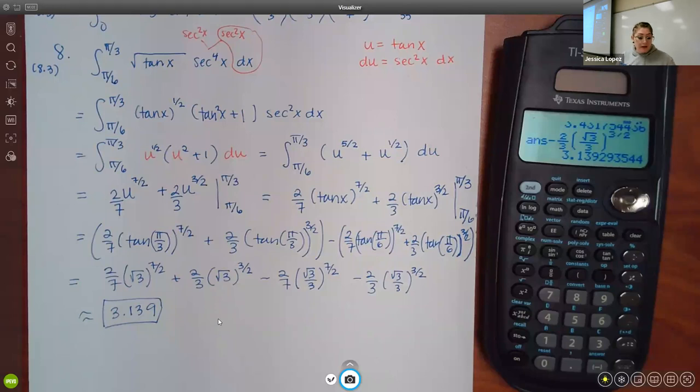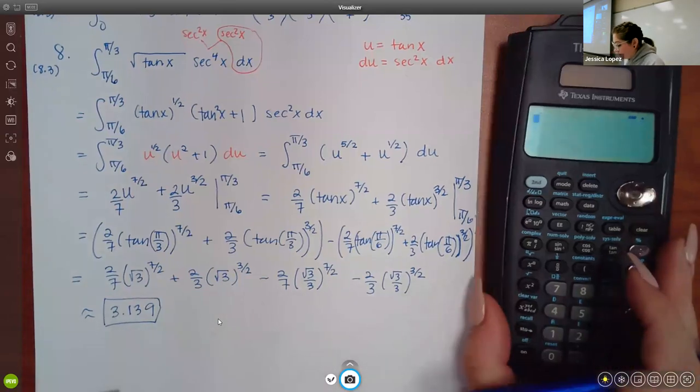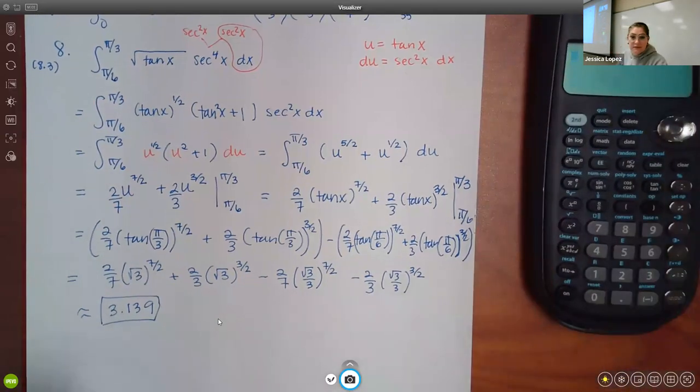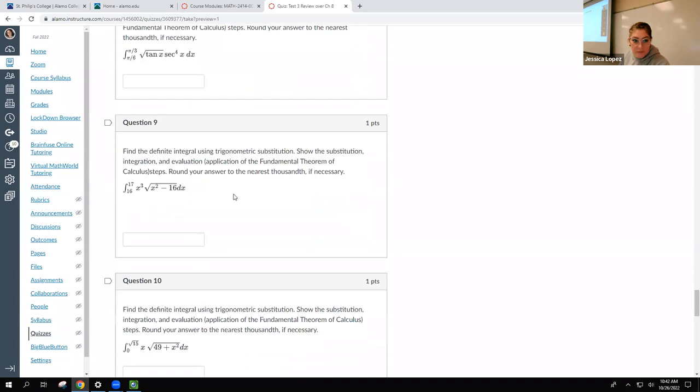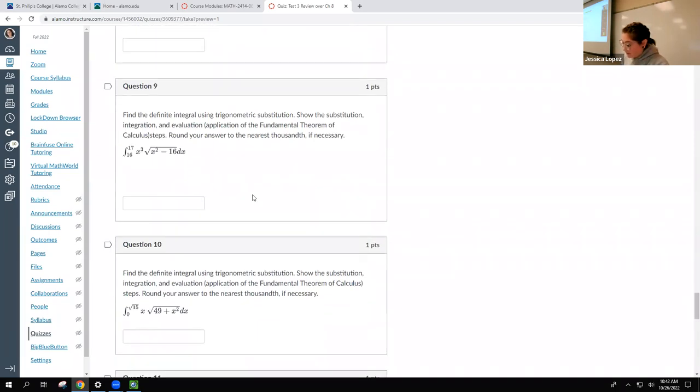Okay, now we'll finally get into 8.4, which is the trig zone. That one's probably, I think, one of the harder ones of all of this stuff. It's not too bad, it's still a more challenging one. Let me grab number 9, and it looks like that.